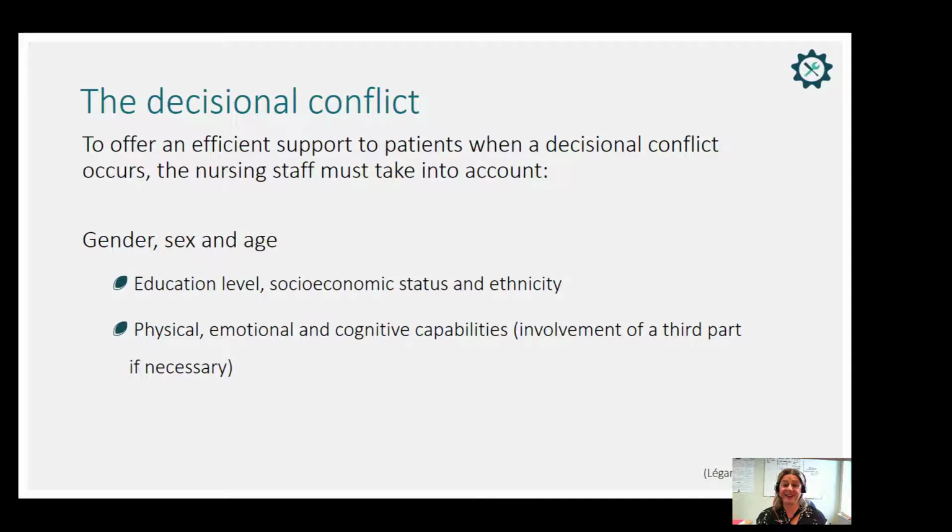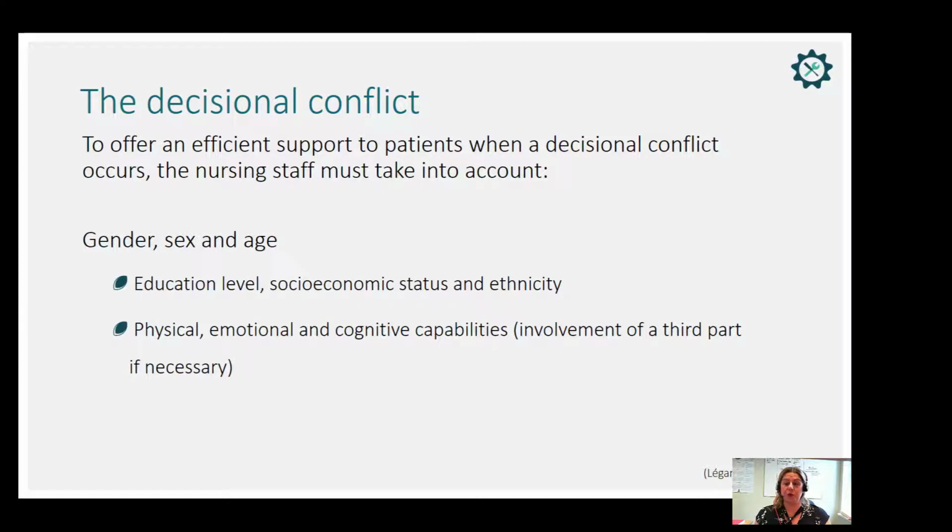Of course, there's no certainty that someone will ever experience a decisional conflict, but what we do know is that some patients are more prone to experience a decisional conflict. So there are particular things to consider, like gender, sex, and age, the level of education, socioeconomic status, as well as ethnic group, but also the physical, emotional, and cognitive abilities. So, even though a decisional conflict can occur at any time, what we know is that older men with a low level of education, for example, are at greater risk of going through a decisional conflict.